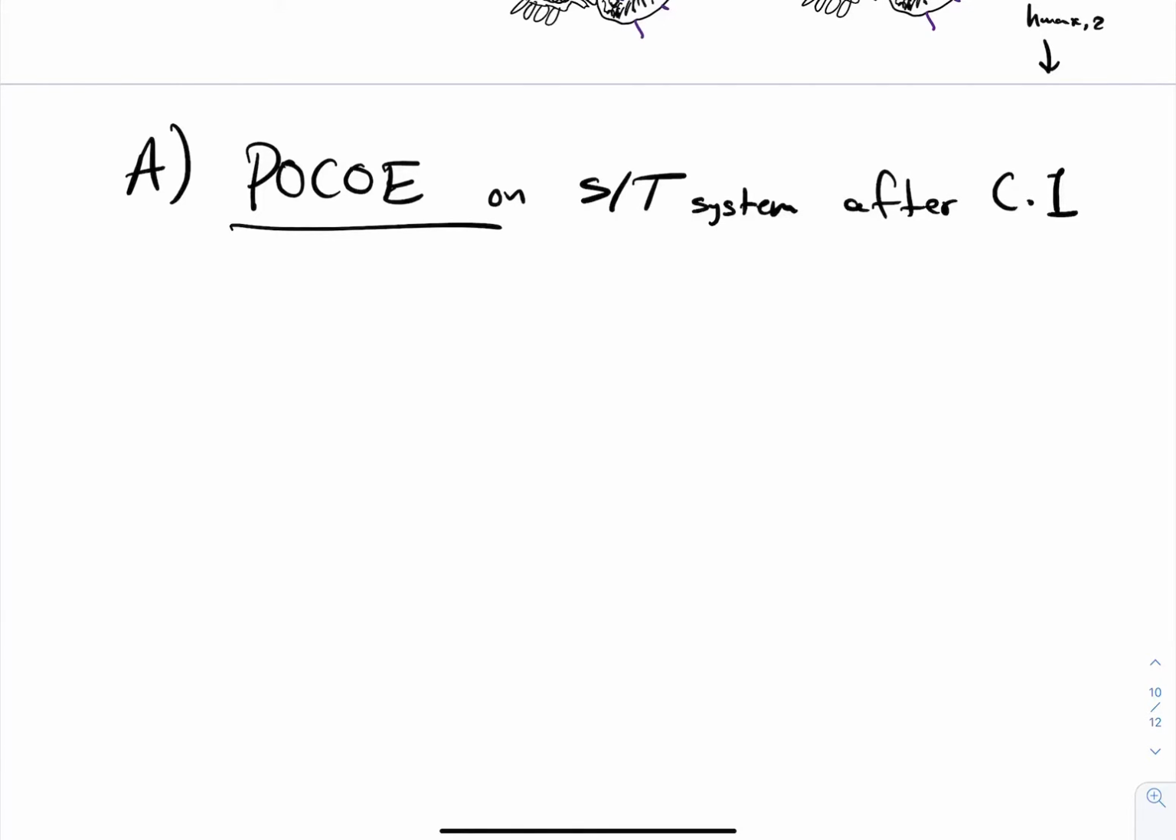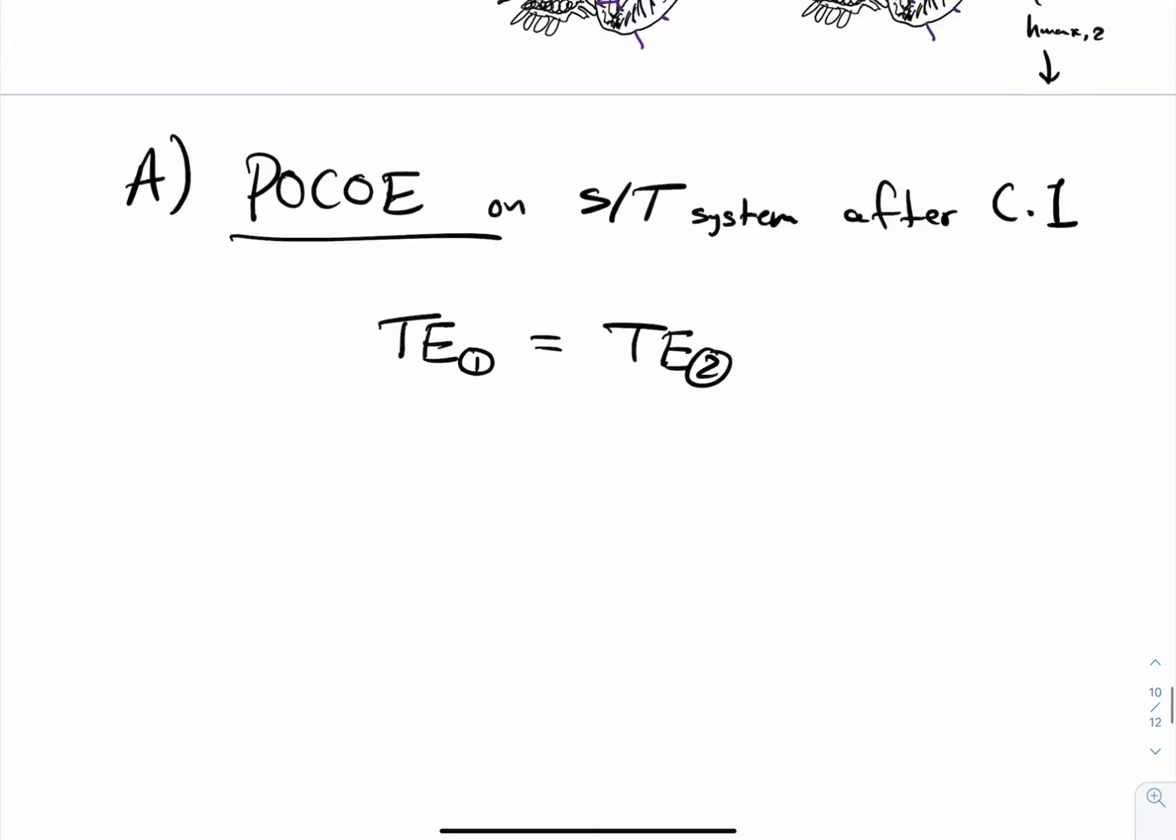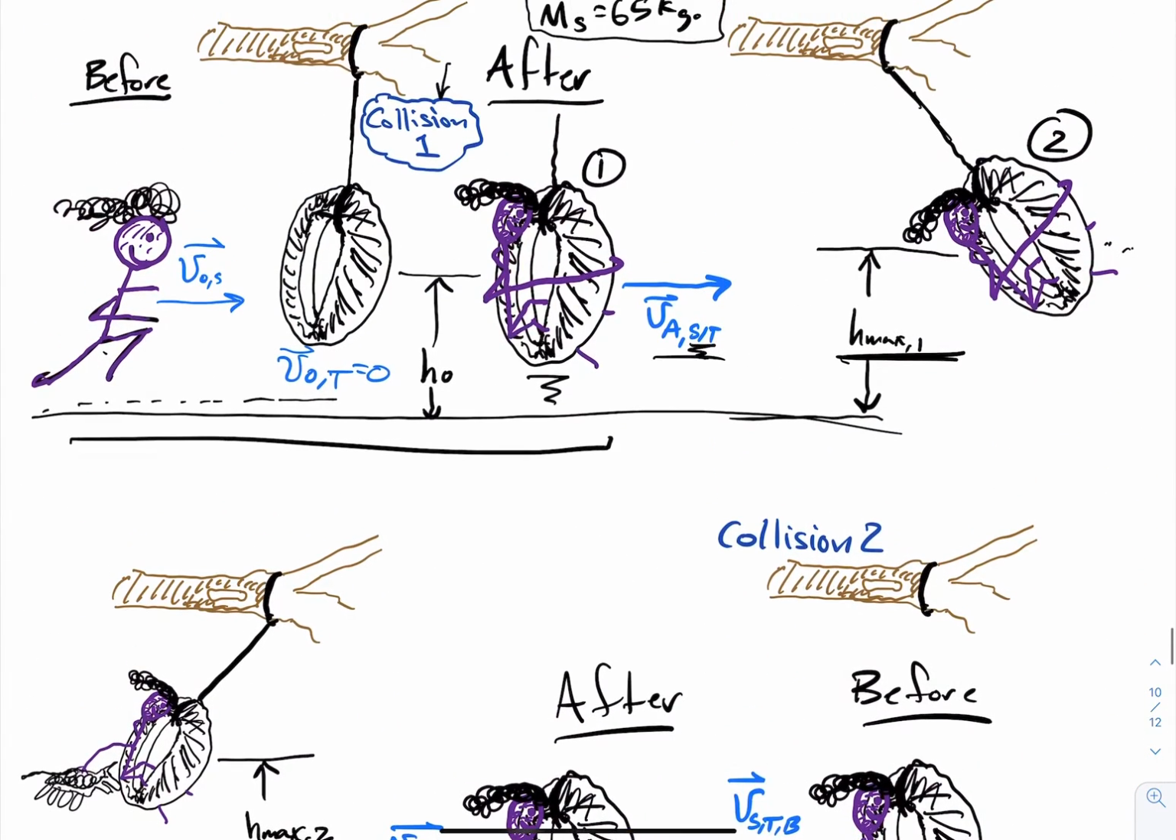And so what we'll do when we use POCOE anytime is we'll compare the total energy at any point, which I labeled 1 in our first picture, to the total energy at any other point. So at the bottom of our swing, we could have potential and kinetic energy, and at the top, we could have potential and kinetic energy, so I'm going to note that.